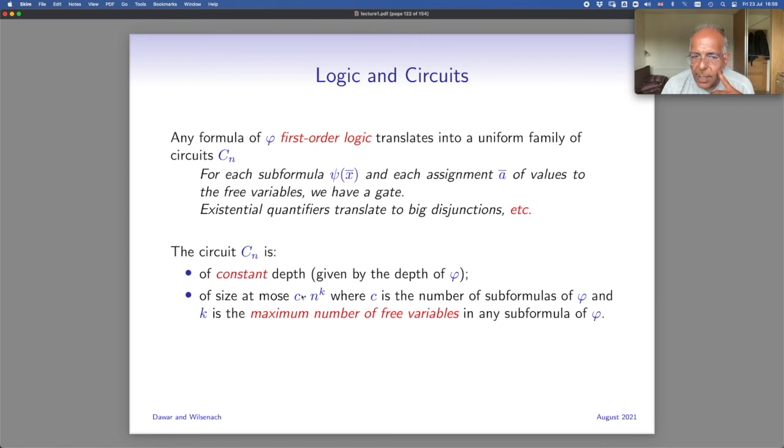Its size is some constant c times n to the k, where n is the size of the structure we fixed, and k is the maximum number of free variables in any subformula of phi, right? Because for every such formula, we create n to the k different gates, and c is the number of subformulas of phi.